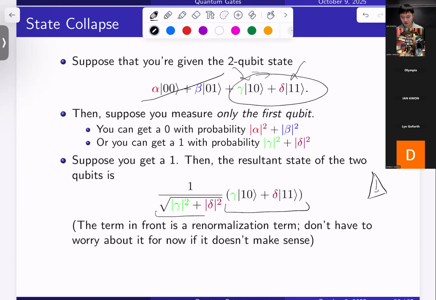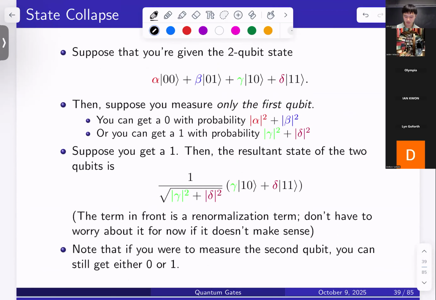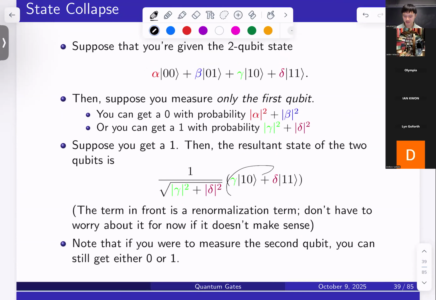This is just a normalization factor to ensure the probabilities still sum up to 1. If this were our state alone, ignoring the normalization, it might be less than 1, because originally alpha squared plus beta squared equals 1, so this might not be normalized. That's where the first factor comes from. If it doesn't make sense, don't worry, I just have it there for completeness. Since this is our resulting state, if we measure the second qubit, its state is not yet fully defined. It could be either a 0 or 1.